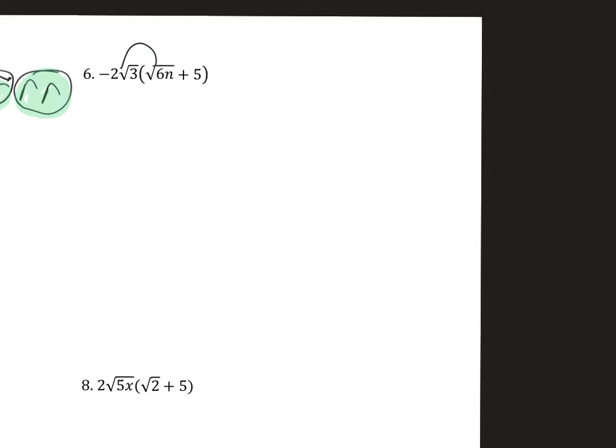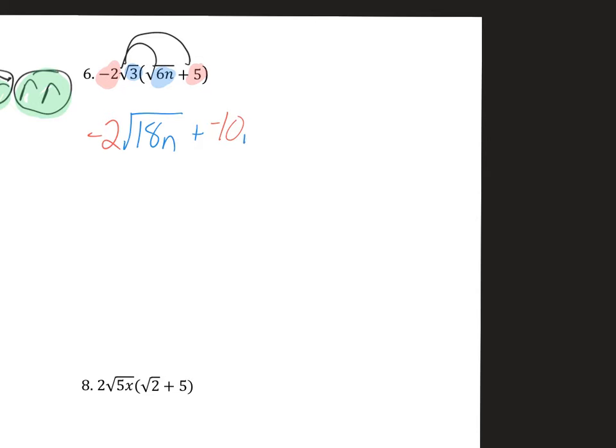We're just multiplying twice now. Okay, so I have this 2 and this 5. Those can go together. I have this 3 and this 6n. So let's go ahead and multiply this out. The negative 2 just comes along for the first part. Radical 3 times 6 is 18n plus negative 2 times 5, that's negative 10.